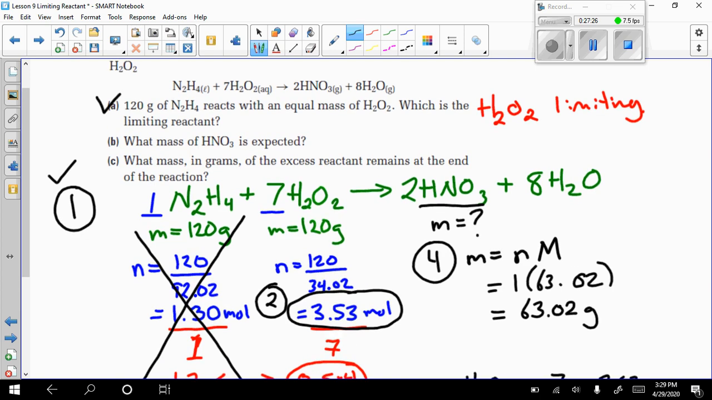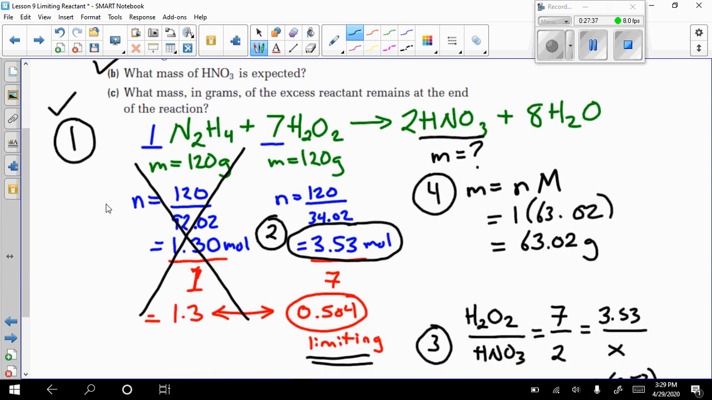We've done A, we've done B. Now C. C says, what mass in grams of the excess reactant remains at the end of the reaction? Okay, so this is kind of cool. So we know that this hydrazine, or the N2H4, is in excess. We know that it's left over. So how much of it is left over? How much of that 120 grams is left when the 120 of the H2O2 runs out?